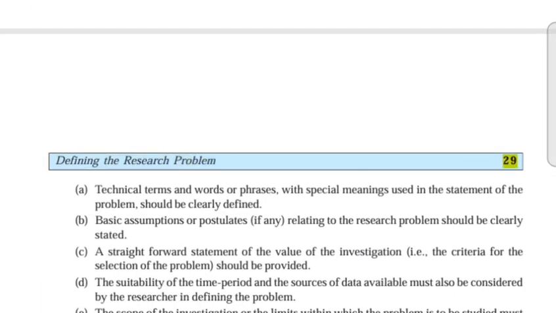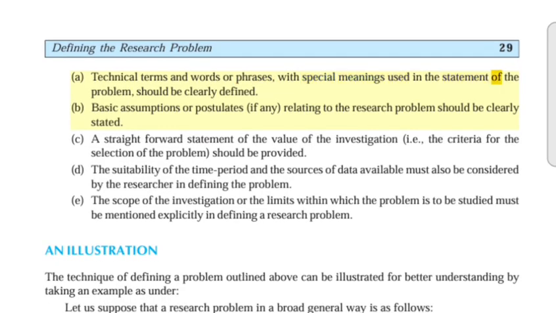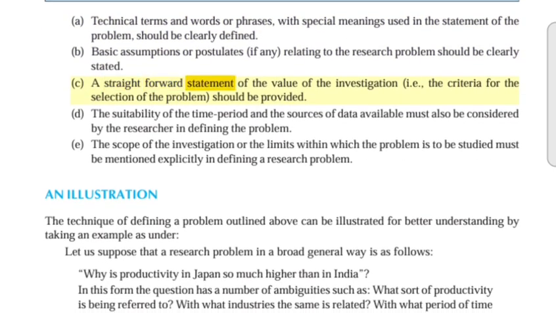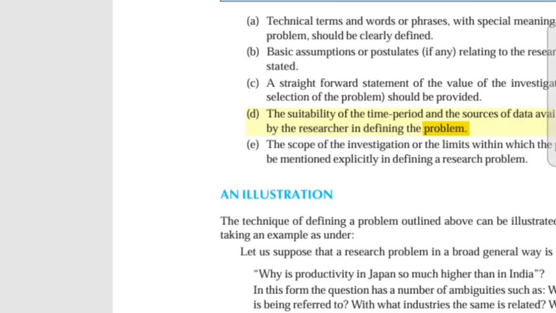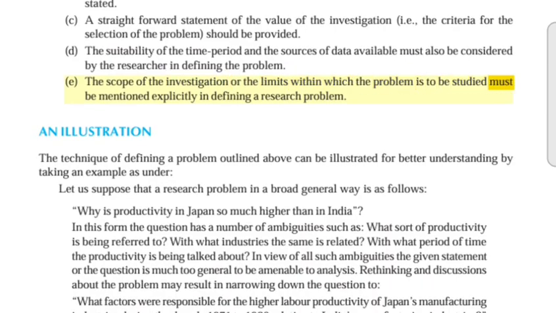A. Technical terms and words or phrases, with special meanings used in the statement of the problem, should be clearly defined. B. Basic assumptions or postulates, if any, relating to the research problem should be clearly stated. C. A straightforward statement of the value of the investigation, i.e., the criteria for the selection of the problem, should be provided. D. The suitability of the time period and the sources of data available must also be considered by the researcher in defining the problem. E. The scope of the investigation or the limits within which the problem is to be studied must be mentioned explicitly in defining a research problem.